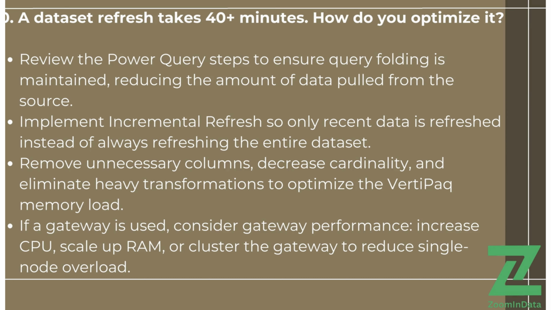Review the Power Query steps to ensure query folding is maintained, reducing the amount of data pulled from the source. Implement incremental refresh so only recent data is refreshed instead of always refreshing the entire dataset. Remove unnecessary columns, decrease cardinality, and eliminate heavy transformations to optimize the VertiPaq memory load. If a gateway is used, consider gateway performance. Increase CPU, scale up RAM, or cluster the gateway to reduce single node overload.